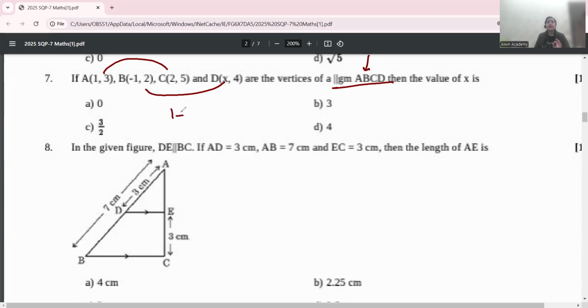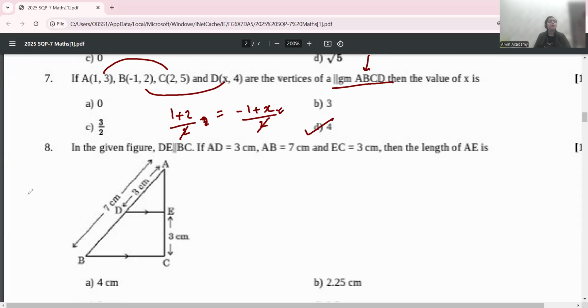Firstly in AC, I get 1 plus 2 by 2. This should be the x coordinate of the midpoint of AC. Then in BD I get minus 1 plus x by 2. This should be the x coordinate of the midpoint of BD, and we know that these are two same points, so it should be same. 2 gets cancelled, minus 1 goes to the other side, 3 plus 1 is 4, thus x is 4, option number D.